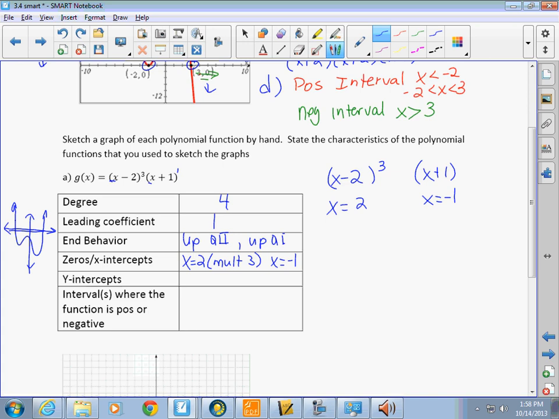Okay, my y-intercept. Well, y-intercept is just that x equals 0 and solve. So I have 0 minus 2 all cubed times 0 plus 1. So negative 2 cubed is negative 8 times 1 is just negative 8. So that means my y-intercept would be at 0, negative 8.